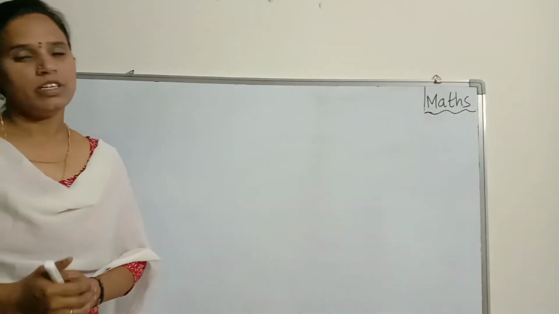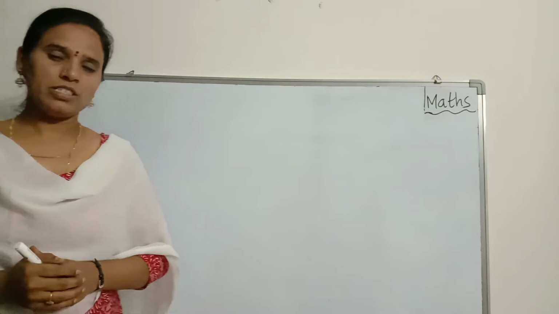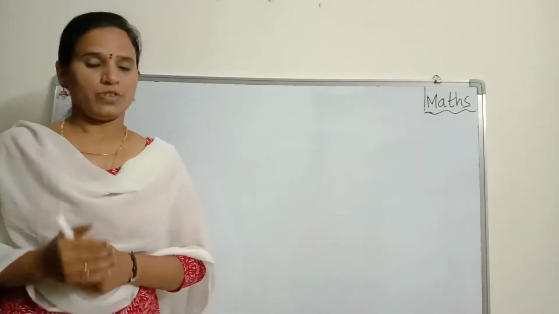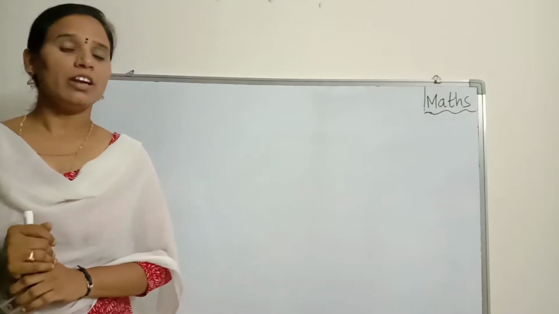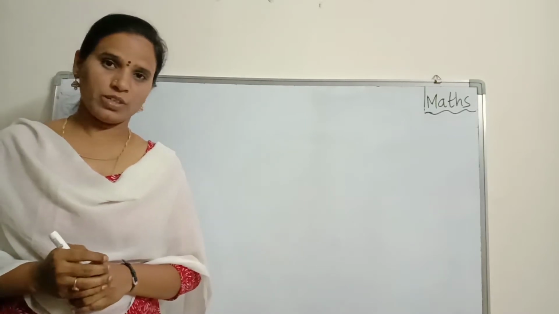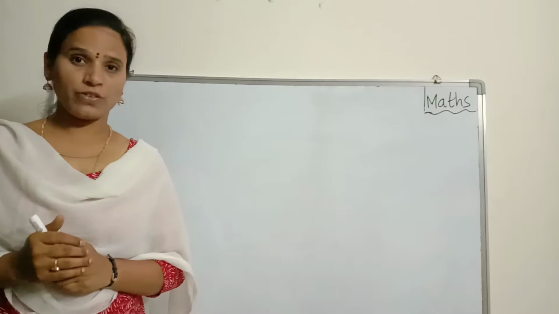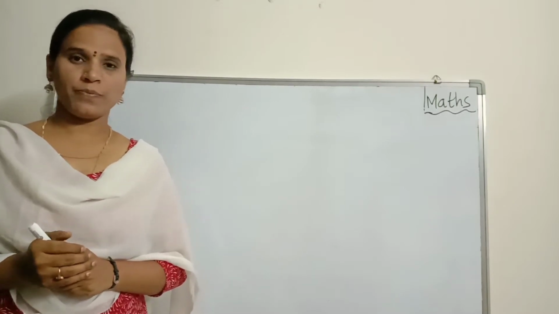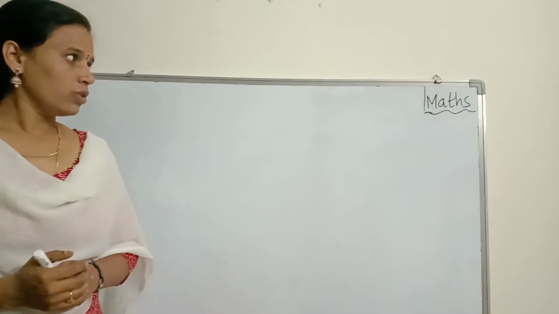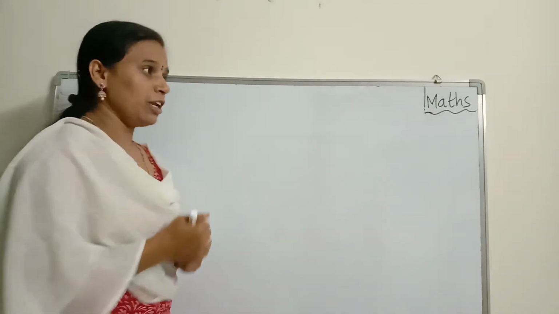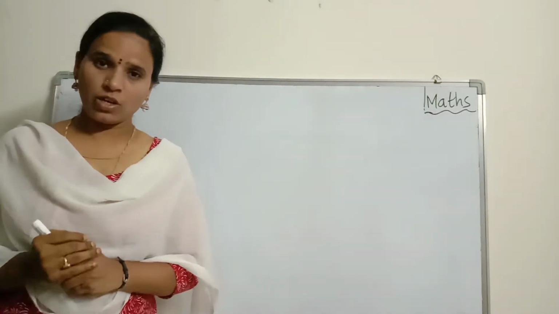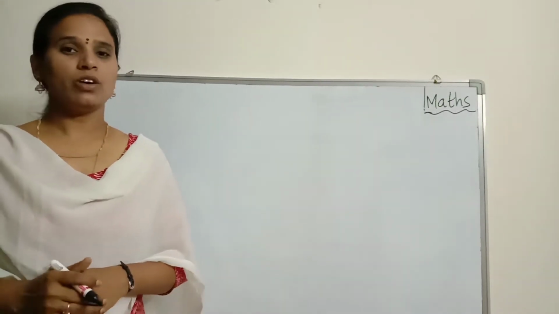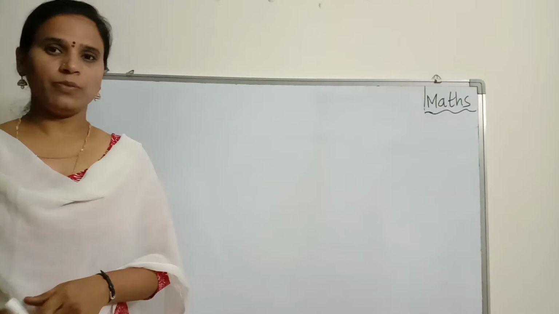Okay, good. Children, in the last class, what did we discuss? Yes, we discussed greater than, less than and equal to. Yes, in Zoom live class. Have you completed these textbook pages? Okay. Now, children, the remaining pages in chapter 3 are ascending order and descending order.